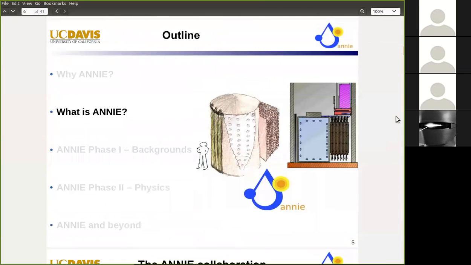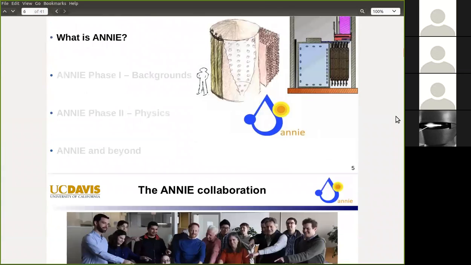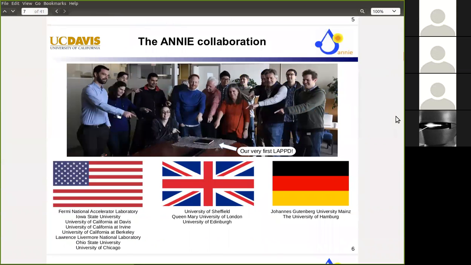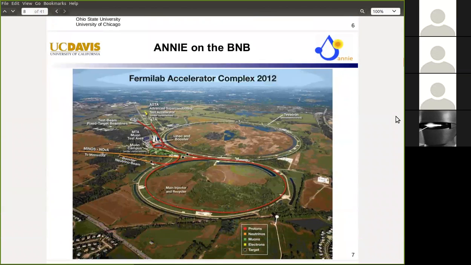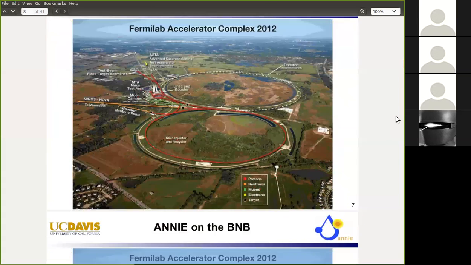So now I'm going to present what ANNIE is in more detail. So first of all, the ANNIE collaboration. This is a somewhat older picture of the collaboration with our very first LAPPD in the center. ANNIE is a collaboration between 3 countries: the United States, the United Kingdom, and Germany. This is the location of ANNIE on the Booster Neutrino Beam. So this is an aerial view of Fermilab. You can see the Booster Neutrino Beam here.